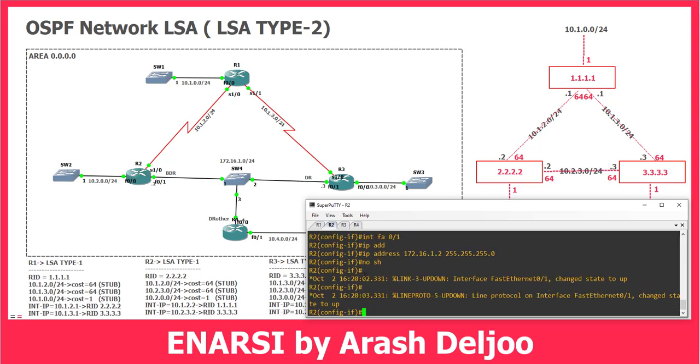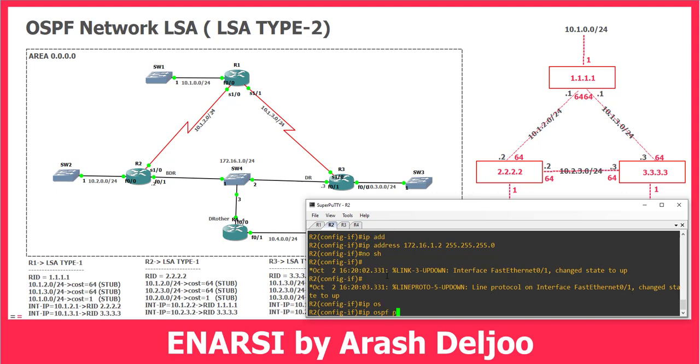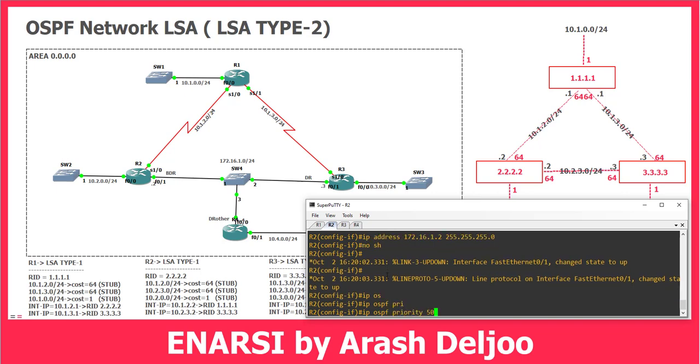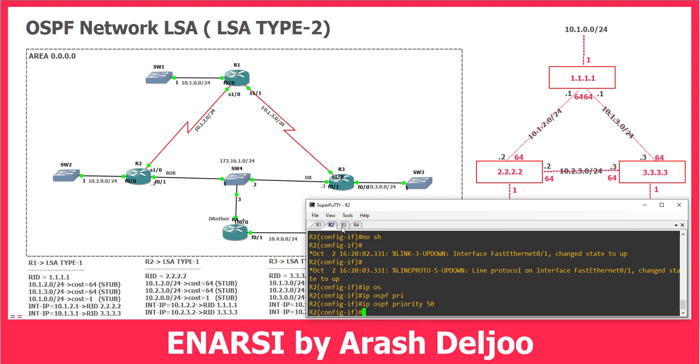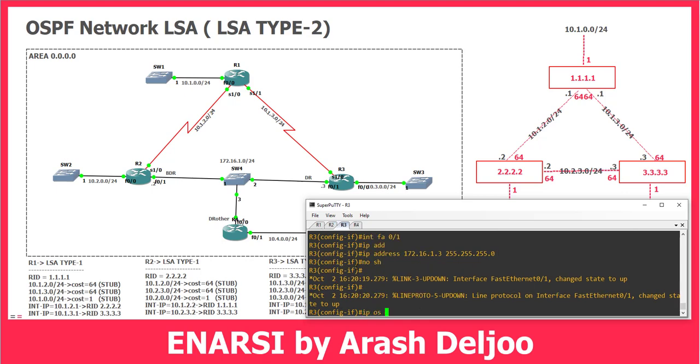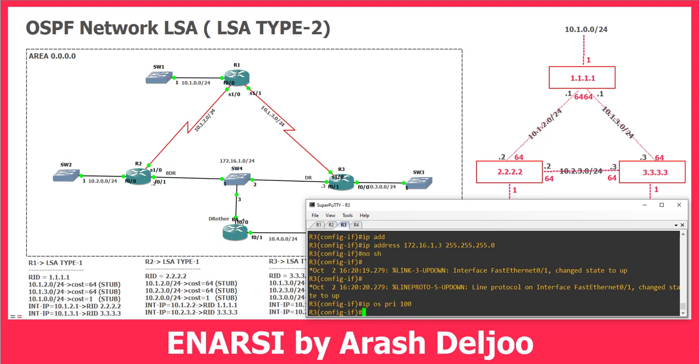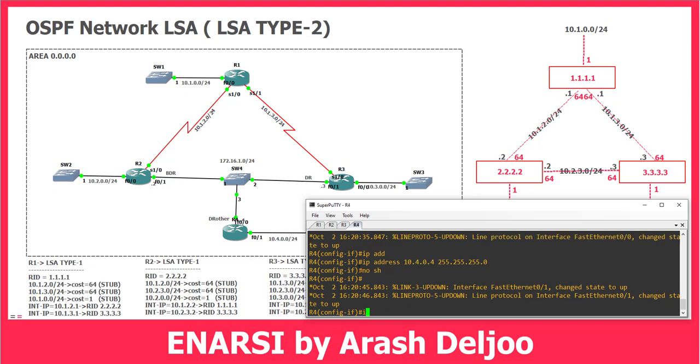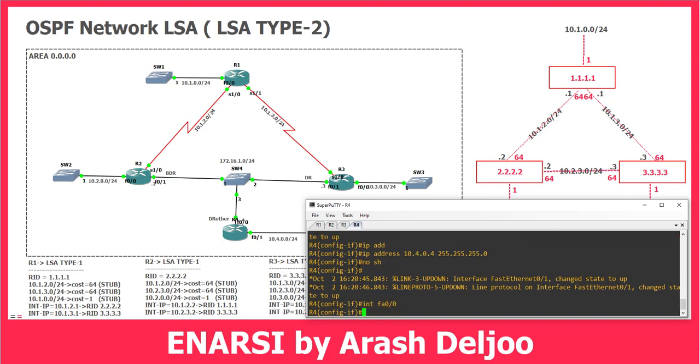On router 2 we have configured OSPF before, but now we need to configure FastEthernet 0/1 as the BDR. For example, we can configure ip ospf priority 15 on router 2, and then on router 3, ip ospf priority 100. And on router 4, over the interface FastEthernet 0/0, ip ospf priority 0.